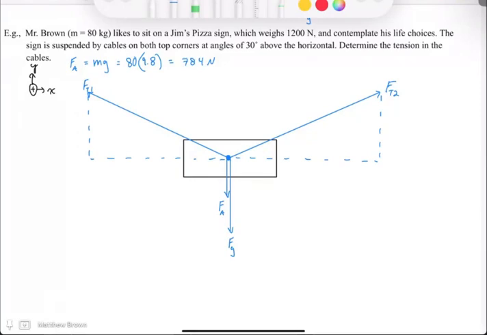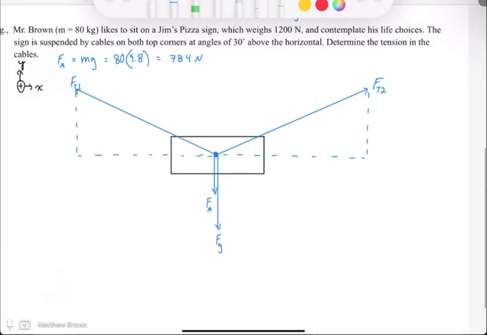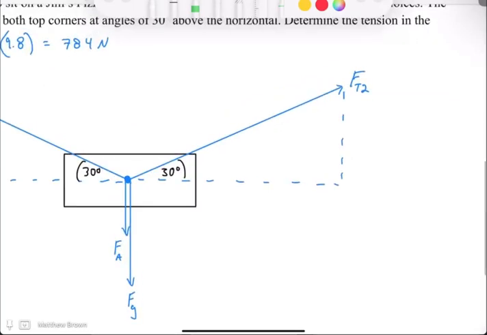Now, I don't know what exactly these tensions are. That's what I'm trying to actually figure out. But I do know these angles here are 30 degrees. So I can still write them in component form, right? Because this here is basically whatever that value is. The magnitude of that is the value that represents the length of this vector here, right? The actual number.